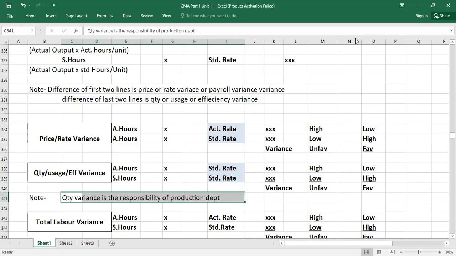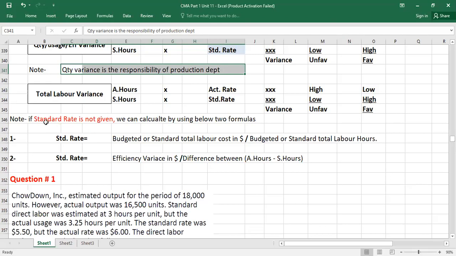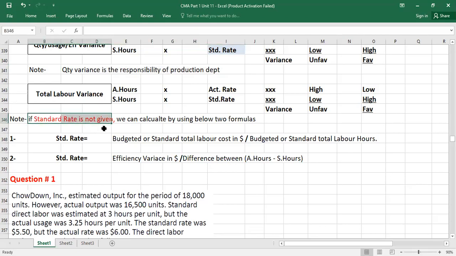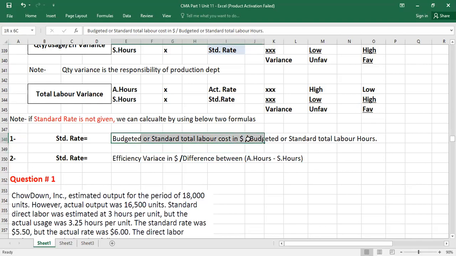So stay with me. Before moving to the question, this note is really important. Sometimes in the exam, you may not be provided with the standard rate data in the question. If the standard rate is not given, we can apply these two formulas to calculate it. The first formula is the budgeted or standard total labor cost in dollars divided by budgeted or standard total labor hours. I mean to say budgeted cost divided by budgeted hours, or standard cost divided by standard hours. So you will get the standard rate.